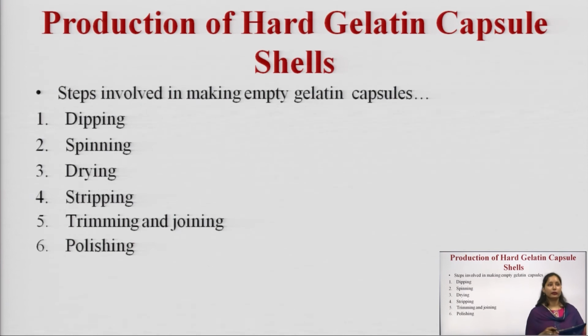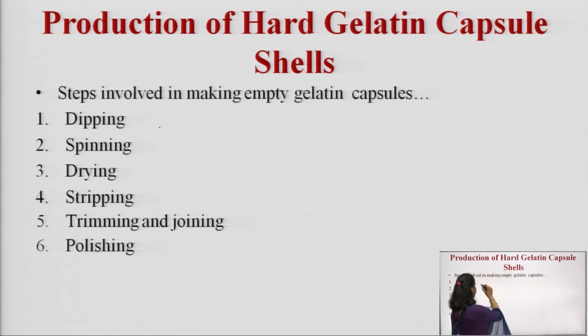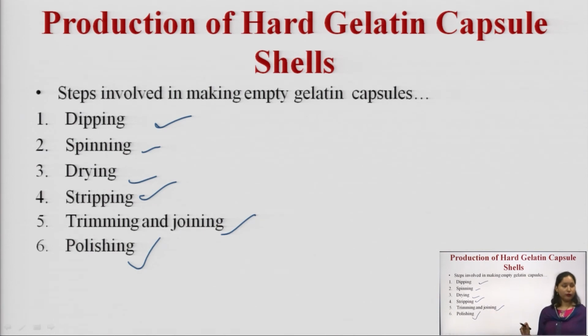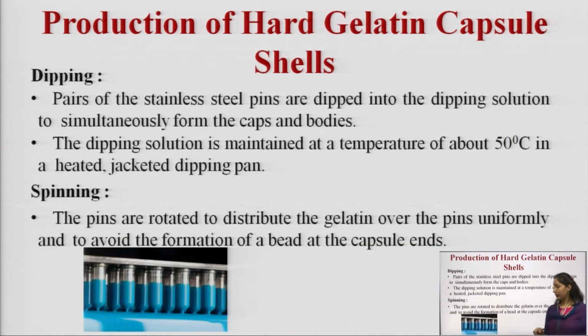Then further, the following are the steps involved in the making of the empty gelatin capsule shell. First is dipping, then spinning, then drying, then stripping, trimming and joining, and polishing. So, first, what is dipping? As we show in the figure here, the stainless steel molds are dipped into the hot gelatin solution.